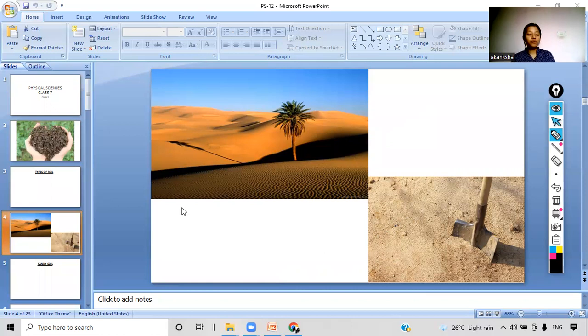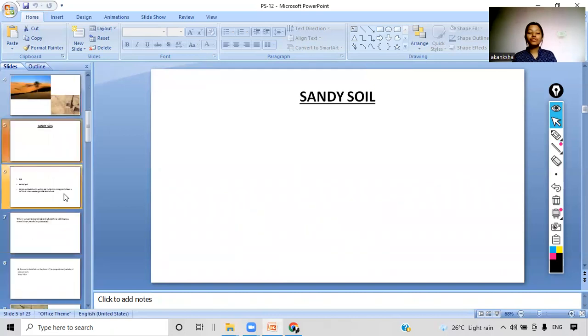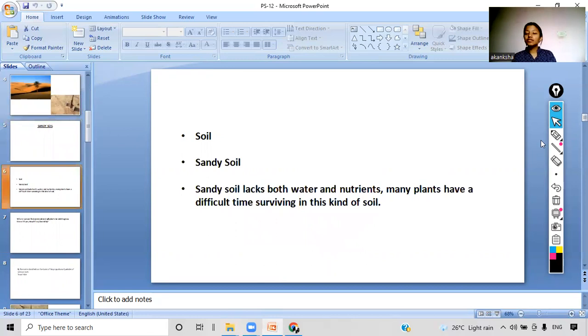Now we will move on. This is the topic, sandy soil, that we are going to study. Let's see some details about what sandy soil is. Sandy soil is a type of soil. What are the main features of sandy soil? Sandy soil lacks both water and nutrients. As you saw in the first picture, the sandy soil was very dry, so it lacks water. But how will you identify that it lacks nutrition?